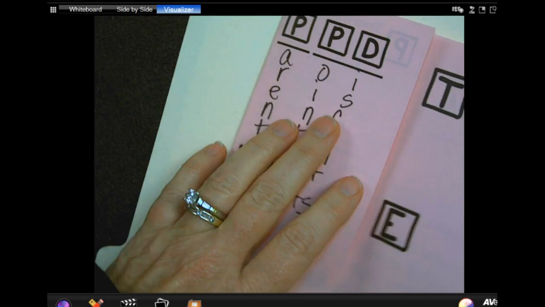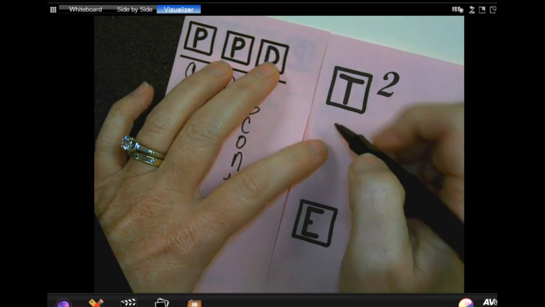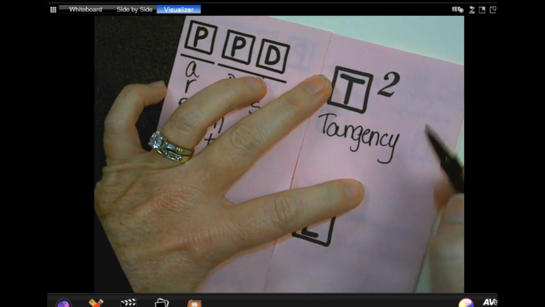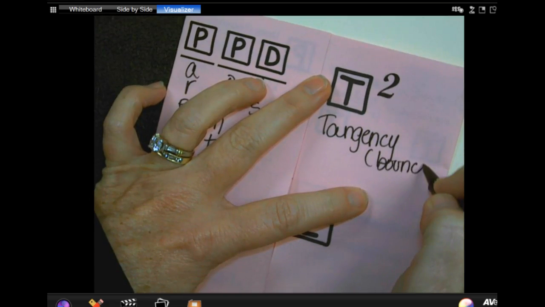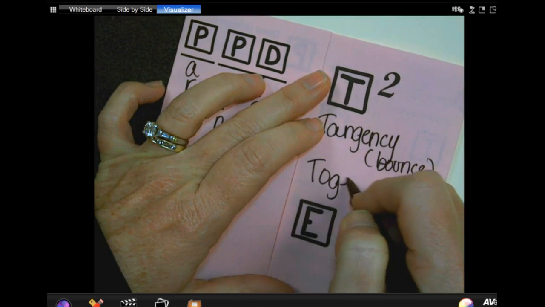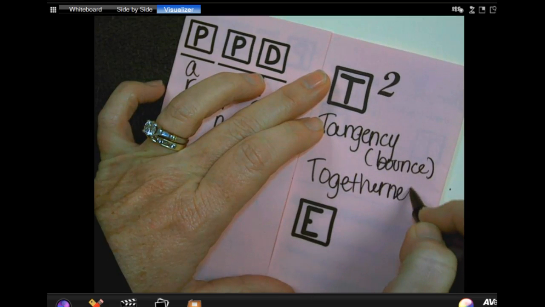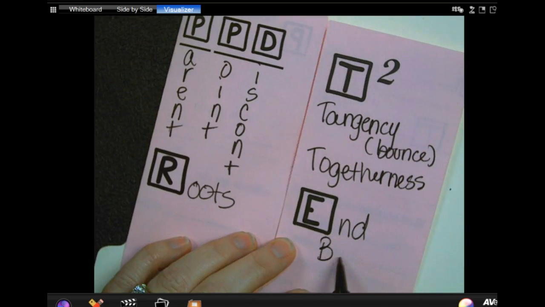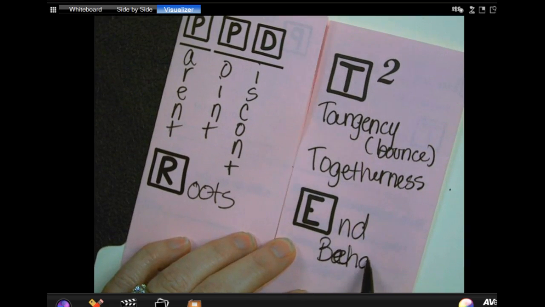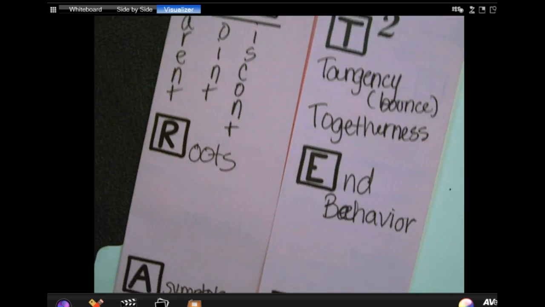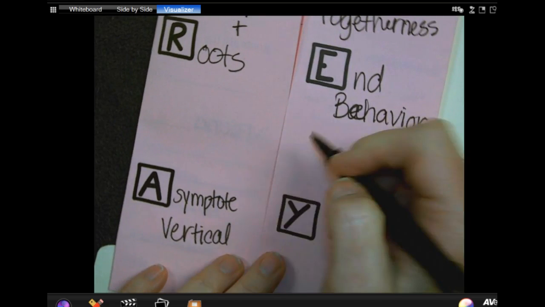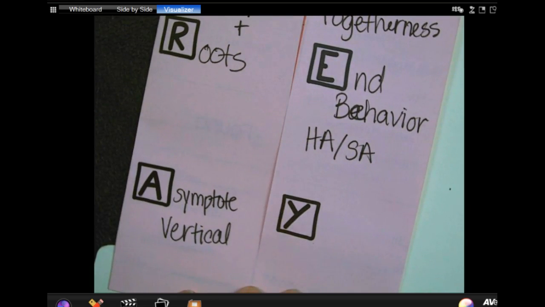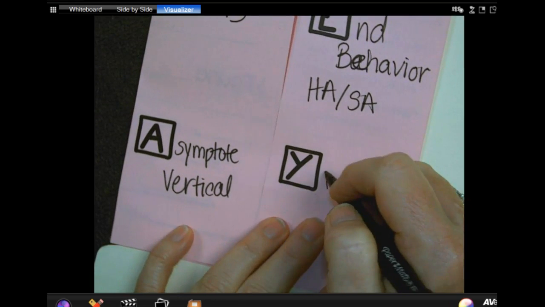The t squared is going to be two things. It's going to be tangency, which we've already talked about. This is bounce, and togetherness. E is the end behavior. And that's going to be our horizontal and slant asymptote. And under this one is the y-intercept.